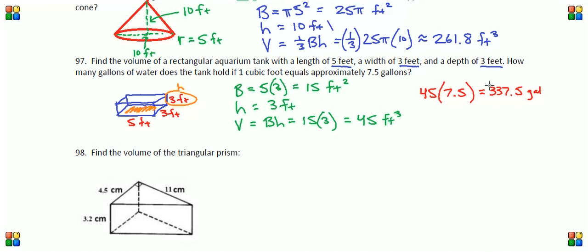So here is our second answer, the number of gallons in this tank. And here is our first answer. What is the volume of this aquarium?